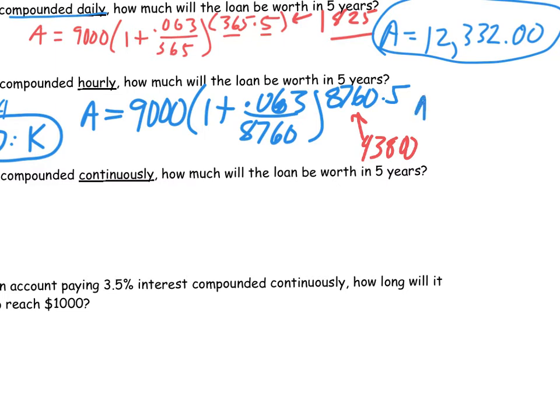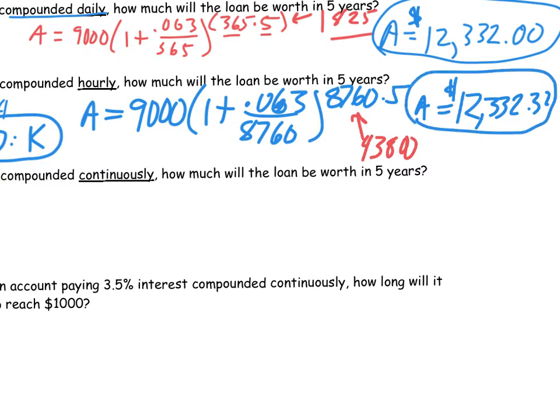So this A is going to equal 12,332 again, with 32 cents if you round it. So it goes up a little bit more, but you get 32 more cents by compounding it hourly instead of daily. So that's where we're at.